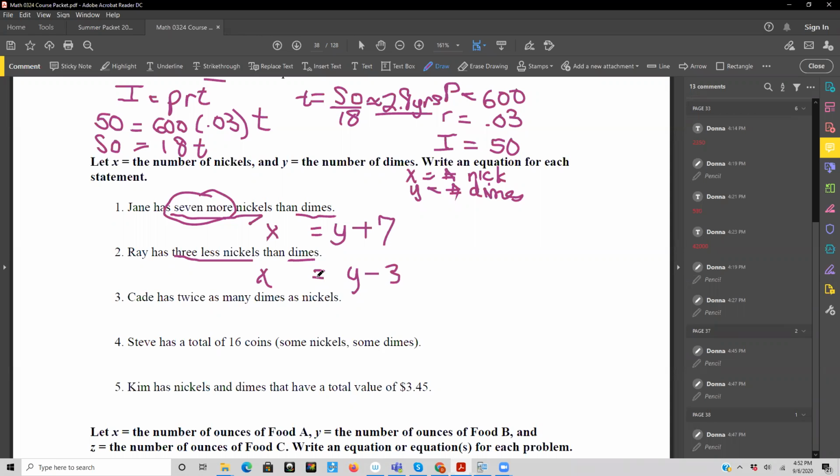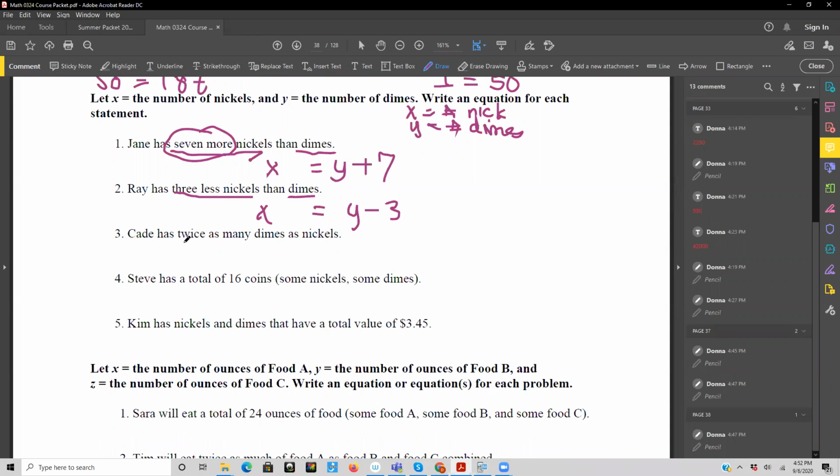Okay. All right, the word twice, you have to be careful. Kate has twice as many dimes as nickels. So X is nickels, Y is dimes. I want to have twice as many dimes. The dimes is bigger, so I'm going to multiply the nickels by 2. Okay, check it. So if nickels is 1, dimes would be 2 times 1, right? It would be 2.